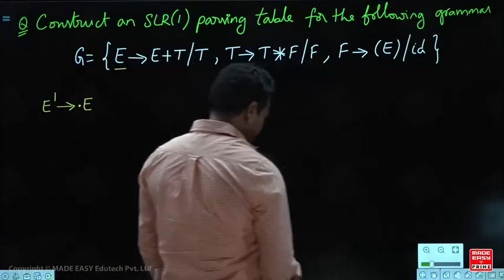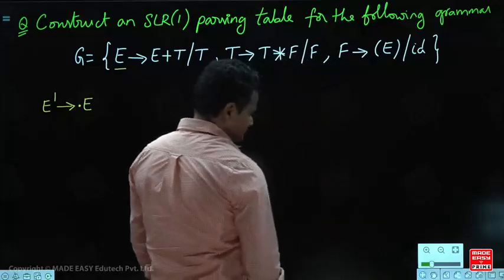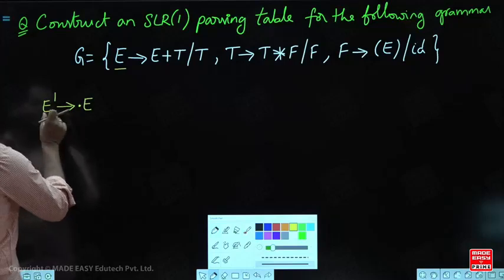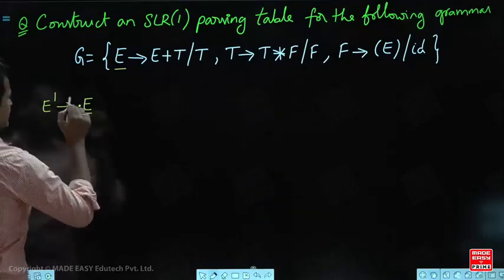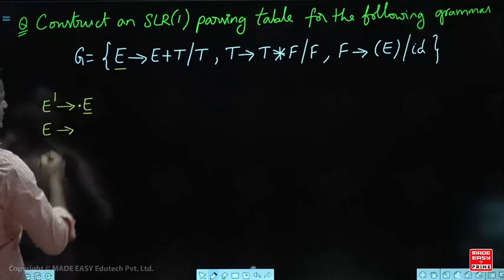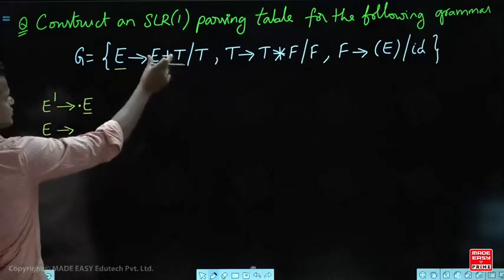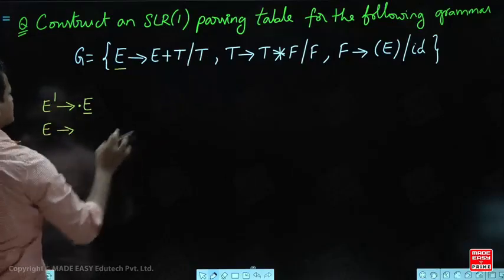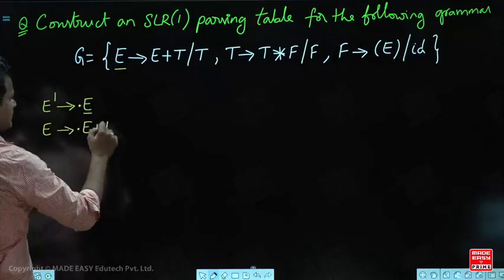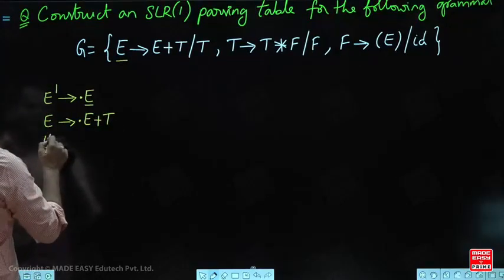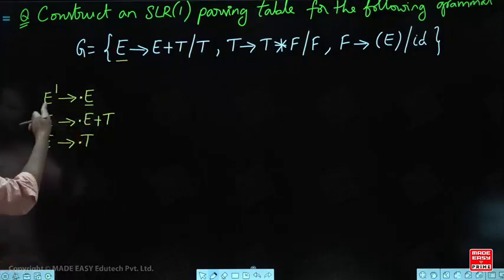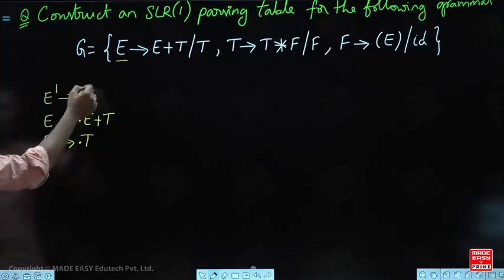Okay. Now here, in E dash goes to dot E, after the dot is E, a non-terminal. Then you must add every production of E, because the dot is before a non-terminal. E has two productions. One is this and the second is this one. So add every production of E. I am adding the first production, and I am adding the second production of E. So the dot is before E, and it is a non-terminal.